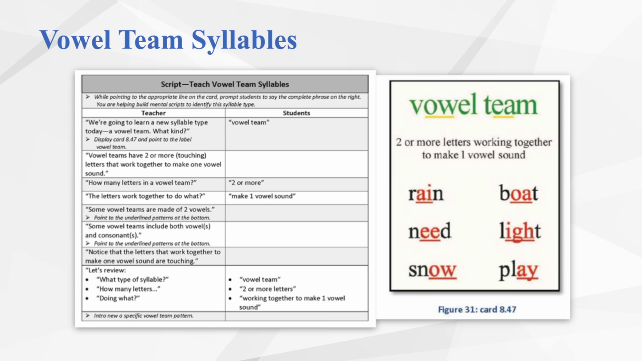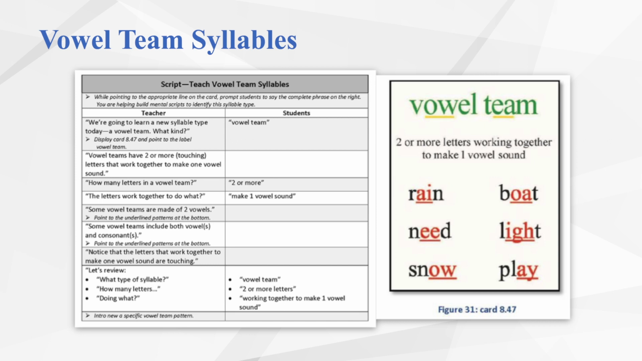Looking at the red underlined patterns on the Vowel Team card, we see in rain 2 letters are underlined. Need is 2, snow has 2, boat has 2, but light has 3. One vowel team that isn't pictured on this card actually has 4, E-I-G-H. So that's the reason for the 2 or more component of the definition. The second component is working together to make one vowel sound. Looking at the words in the left column, we have 2 letters, A-I, E-E, and O-W. Each of these pairs of letters is working together to make one vowel sound.